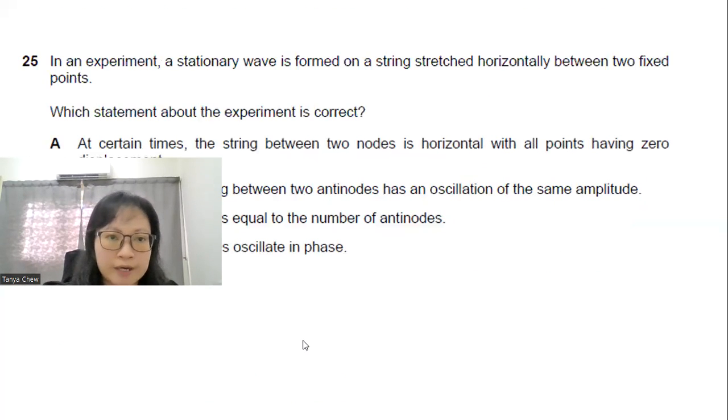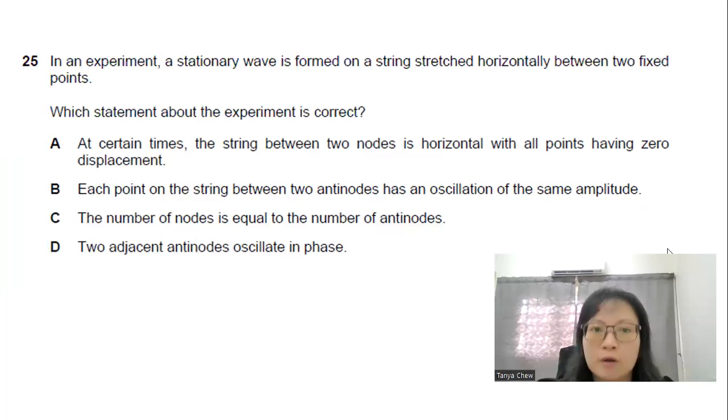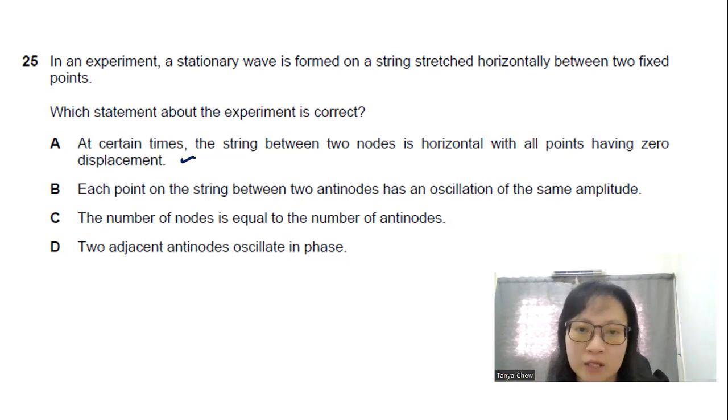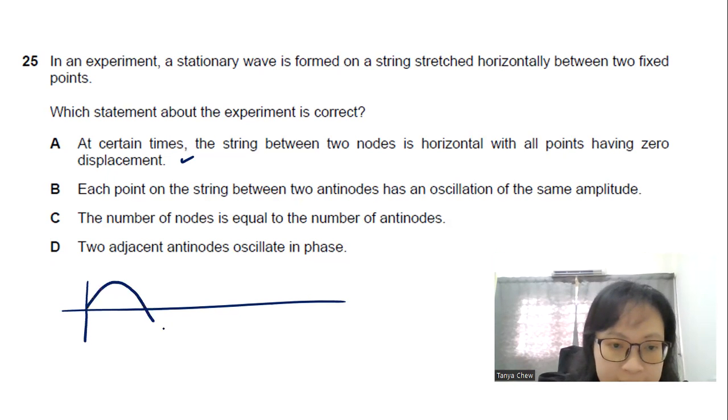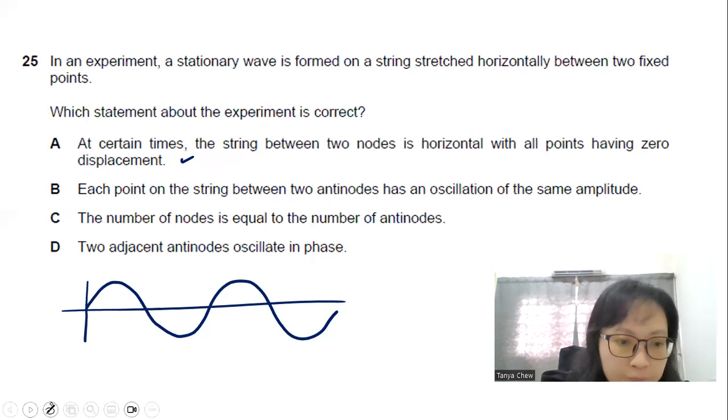The next one, in an experiment, a stationary wave is formed on a string stretched horizontally between two fixed points. Which statement about the experiment is correct? A, at certain times, the string between two nodes is horizontal with all points having zero displacement. Sounds correct to me, but I'll leave it first. Look at B. Each point on the string between two antinodes has an oscillation of the same amplitude. Now, let me draw my stationary wave. This is my stationary wave.